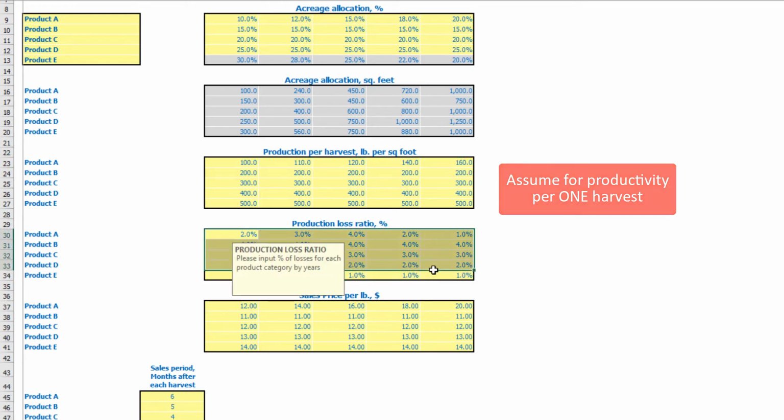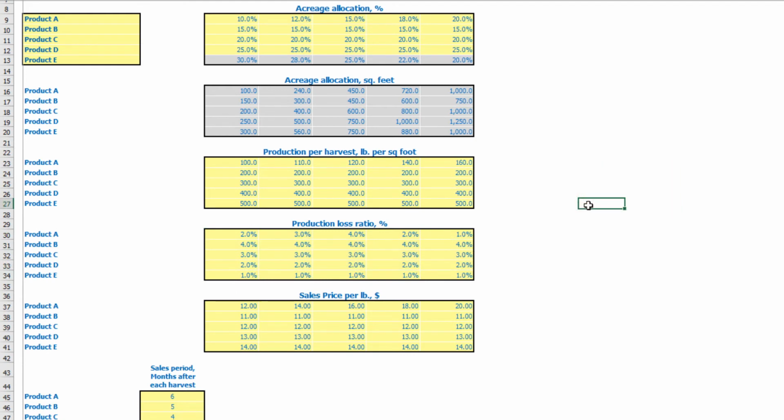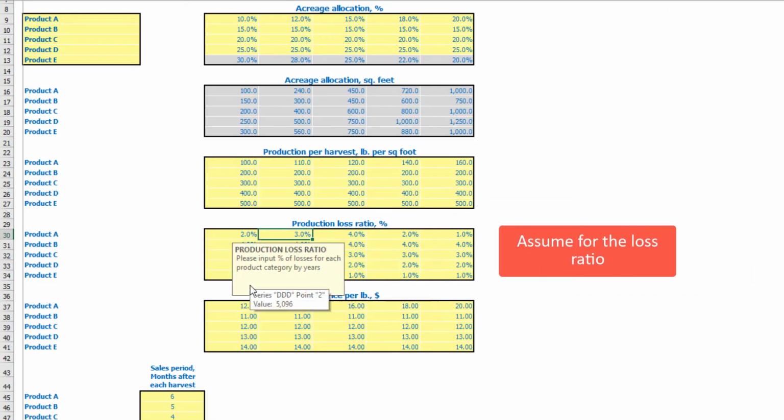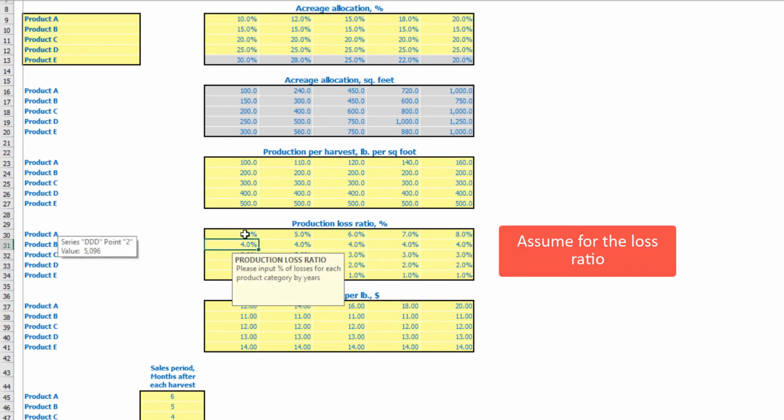The next step is to set up your losses ratio. Obviously you have losses, so you can input a percentage of losses for each harvest. Means that, for example, 4%, 5, 6, 7, 8. This is changeable by products and by years.